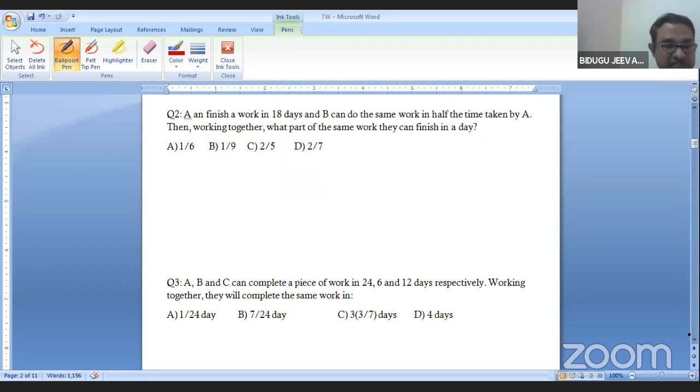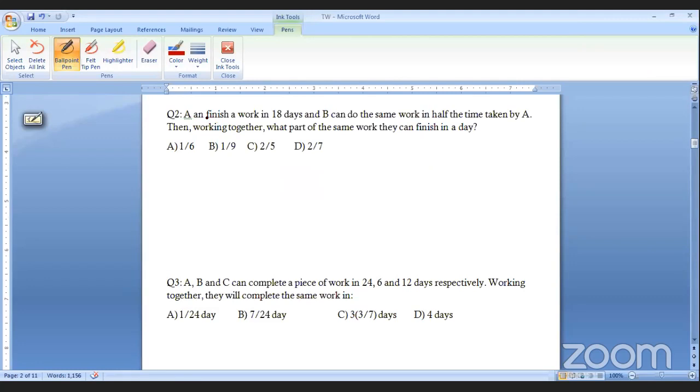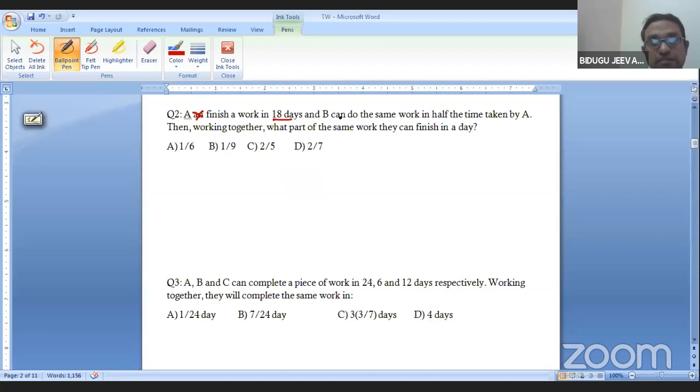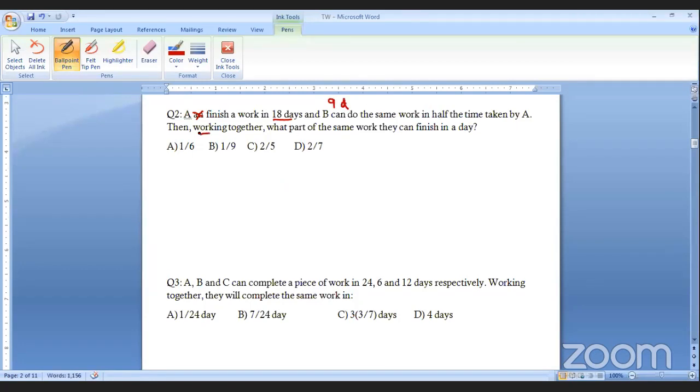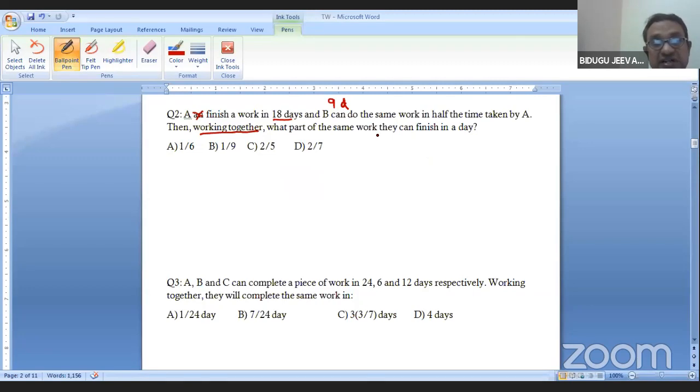Please write down the second question slowly before I read the whole question. A finishes a work in 18 days. B can do the same work in half the time taken by A. That means B will take 9 days. If they work together, how many days can they finish the work? Let me calculate. If A and B work together, 18 into 9 divided by 27. So 3, so 6. 6 days it takes.